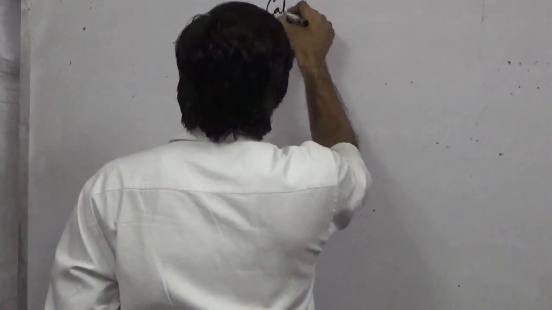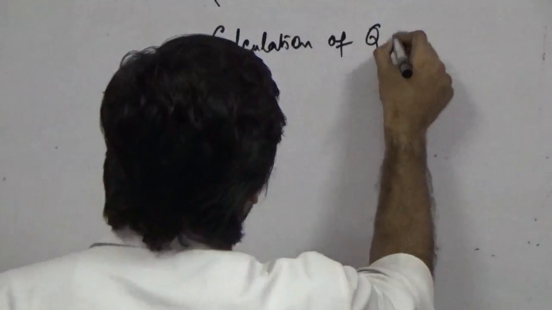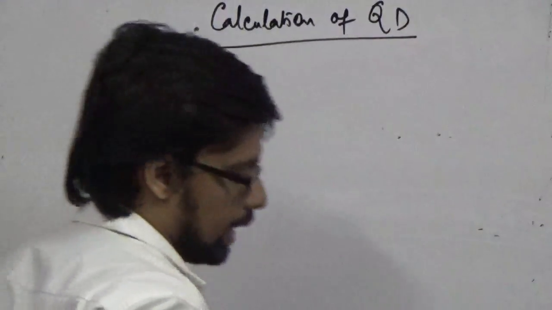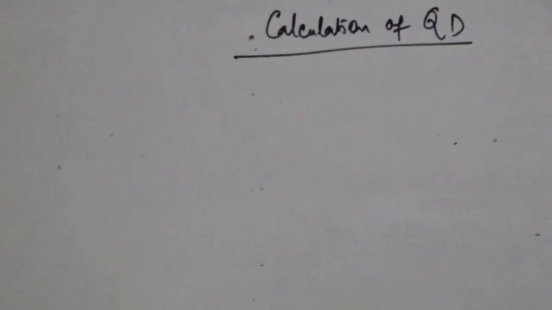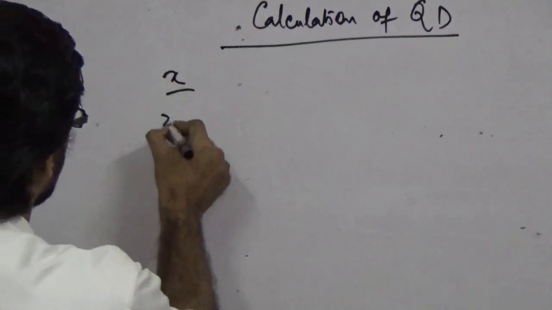Next is the part of calculation of quartile deviation. How to calculate the quartile deviation? It's very important. So I am giving you one data set where the values are given with respect to the frequencies, and the values are like this.